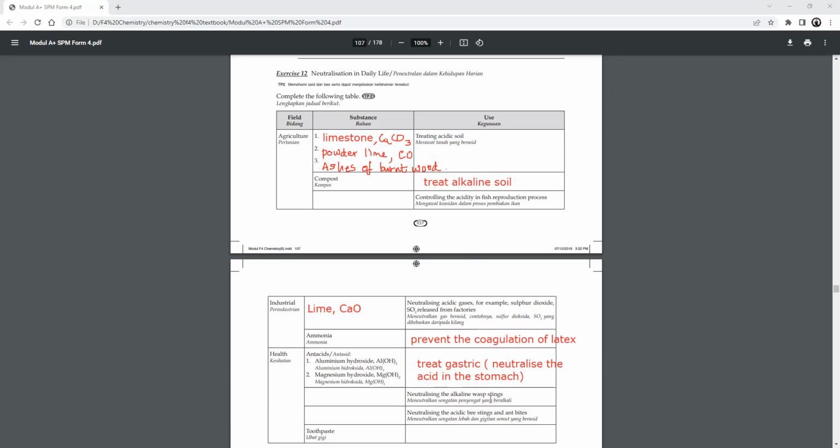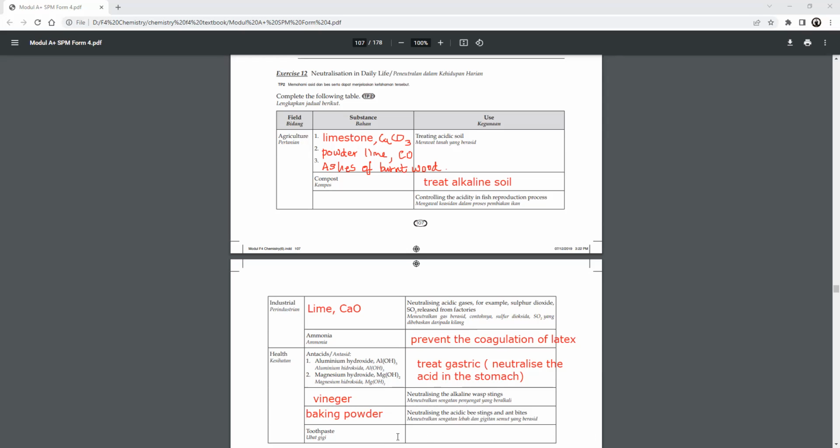Neutralizing the alkali, what thing? So you need to use vinegar, a bit of vinegar. And then to neutralize the acidic bee sting or the ant bites, you need to use baking powder. You can put on a bit of baking powder, right?